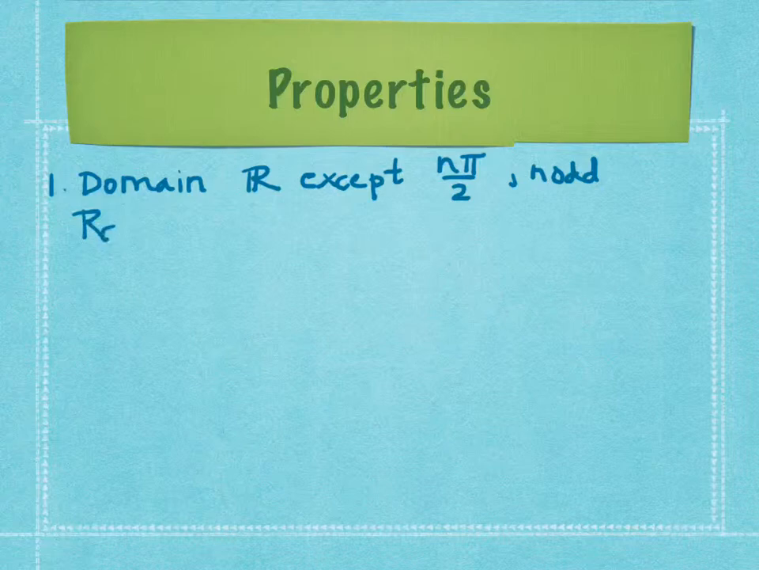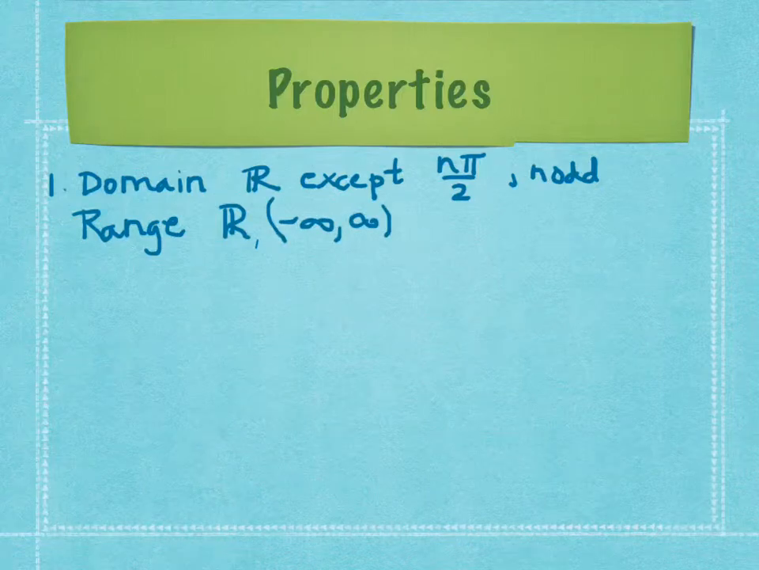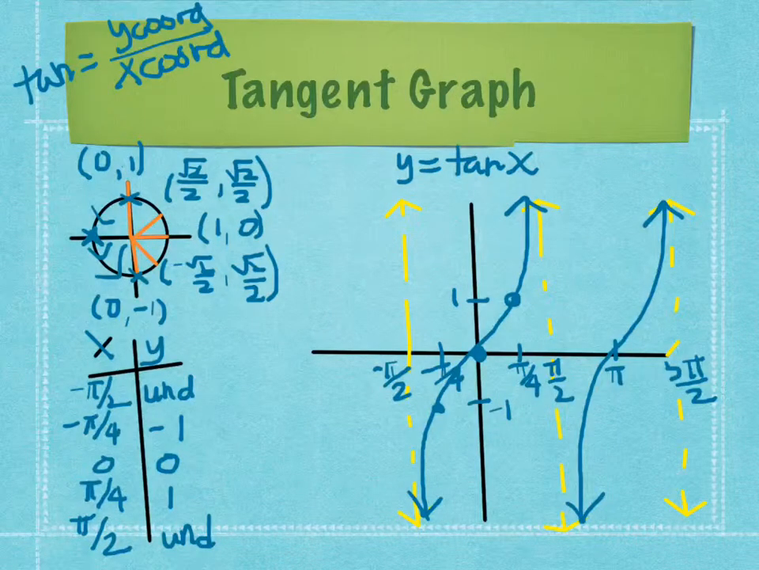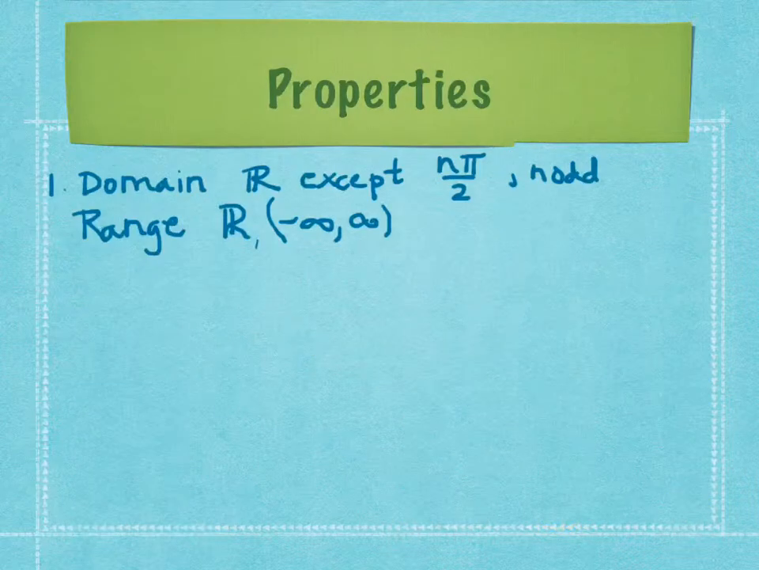And then my range is actually really nice on this one. My range is all real numbers, or you can write -infinity to infinity if you'd like. Because if you take a look again at the graph, the y values can go as far down as we want, and as far up as you want. It's nice and smooth. There are no jumps or gaps in my y values on the y-axis. So this is 1 and 2.